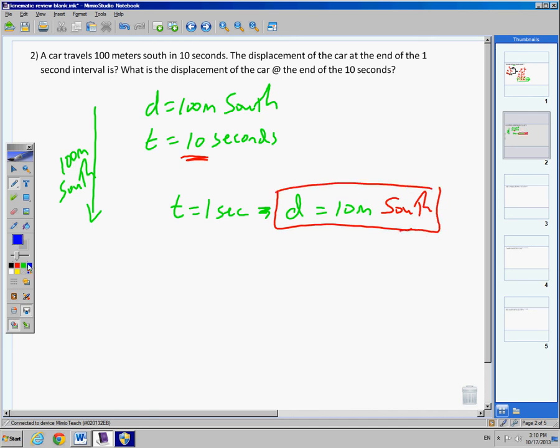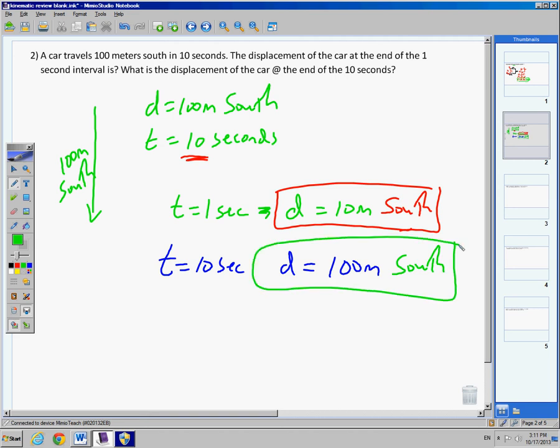For the next question, part B, this is what is the displacement of the car at the end of the 10 seconds? Well, at 10 seconds, I know that the distance was 100 meters. So I would say that the displacement is 100 meters south. And that's the answer for that one.